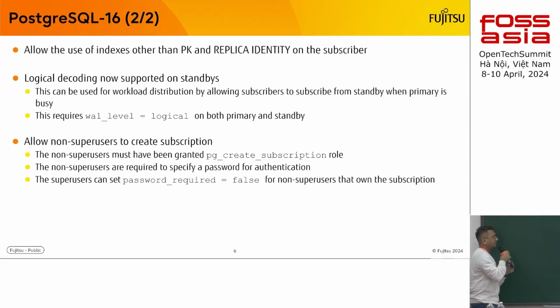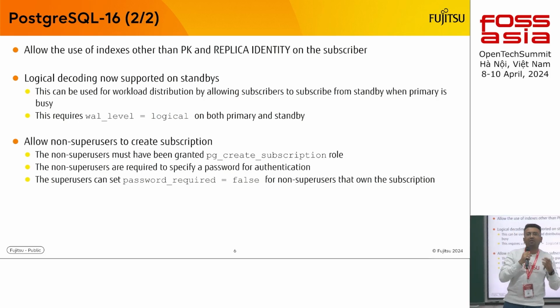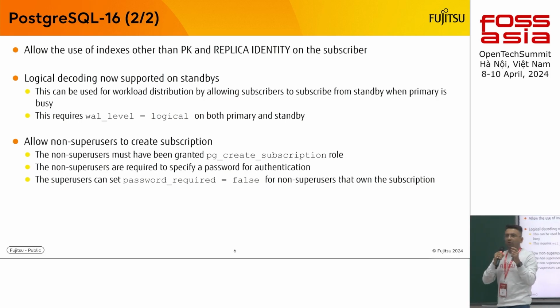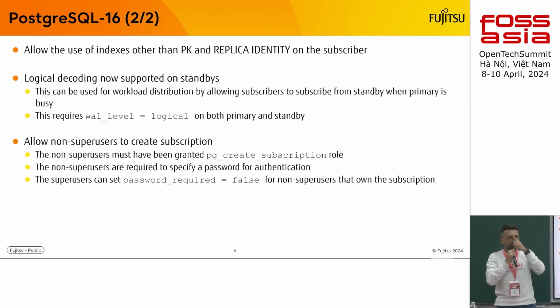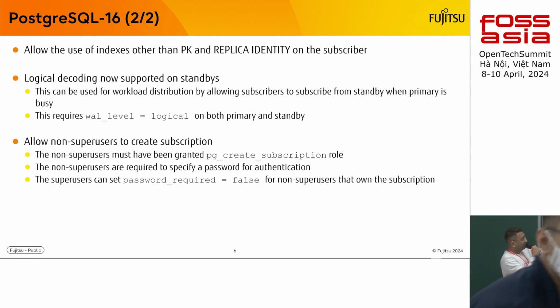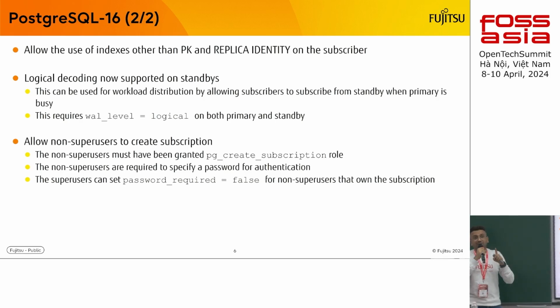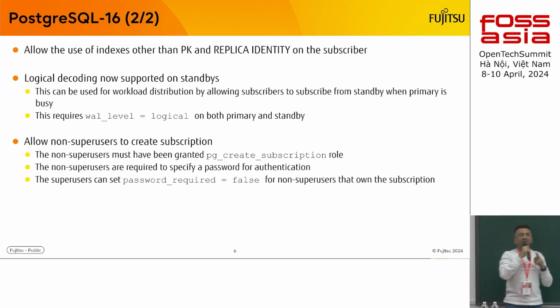Next one is the use of indexes. If you remember, during the introduction slide I mentioned that tables are replicated based on the replica identity. It could generally be a primary key, but if that is not possible, then we need to set the replica identity to full. Now with this enhancement, we are able to use indexes as well, but the index must be a B-tree index, not other indexes.